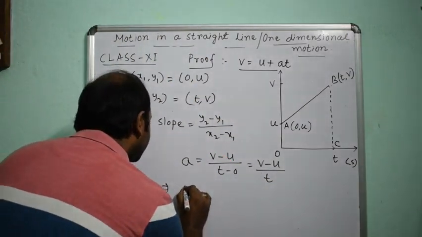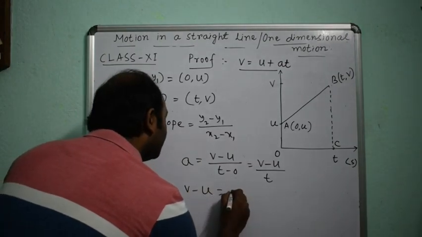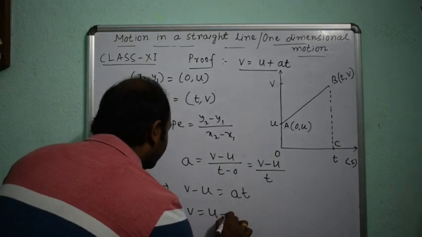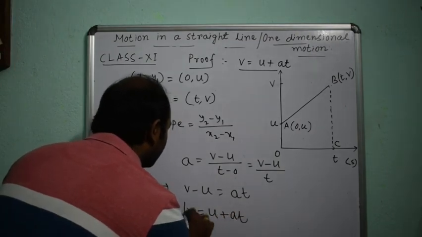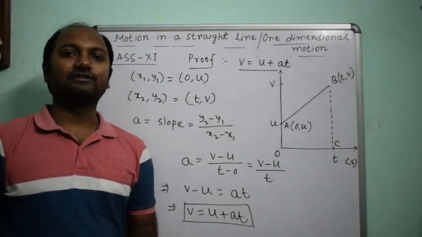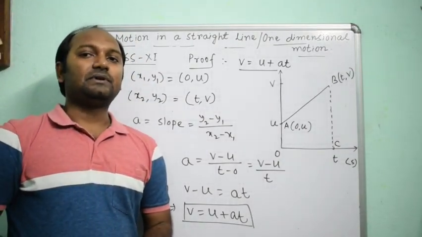From cross multiplication we can find v minus u equals at, or v equals u plus at. So it is the first equation of motion.